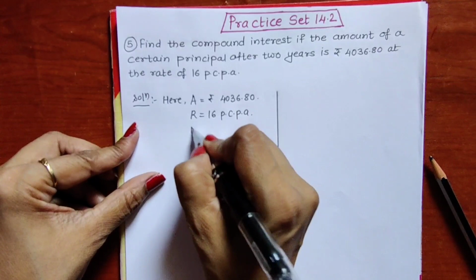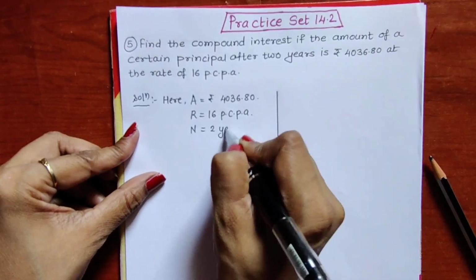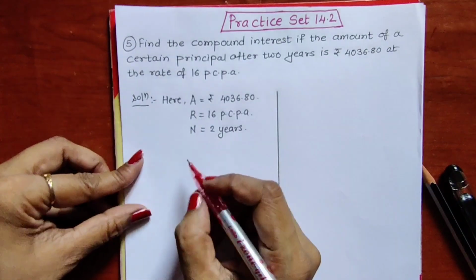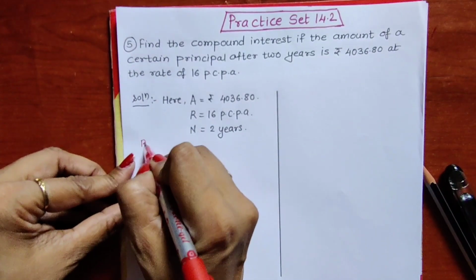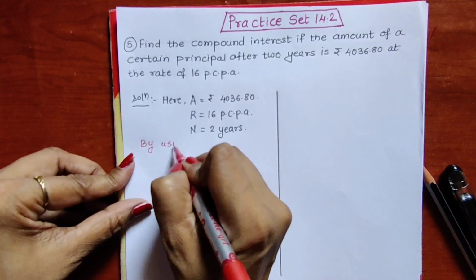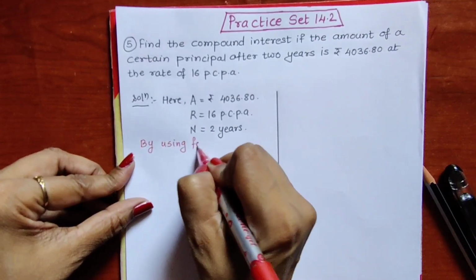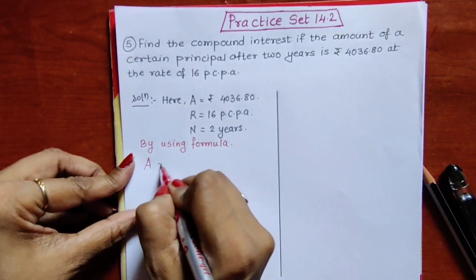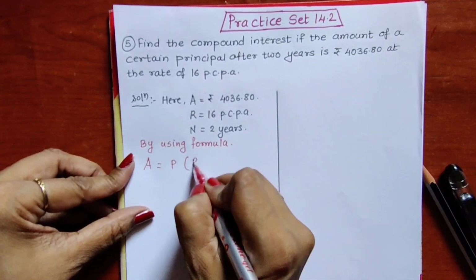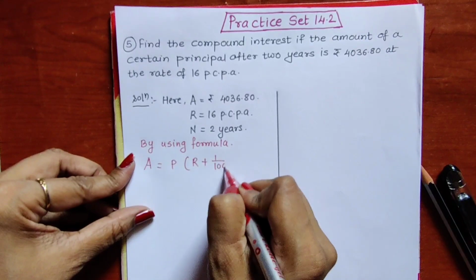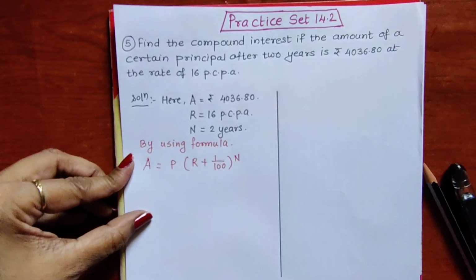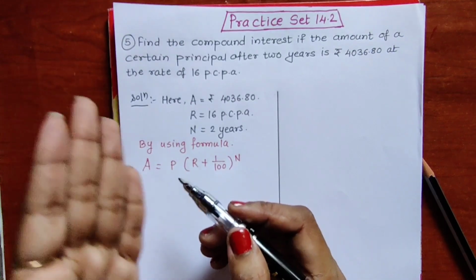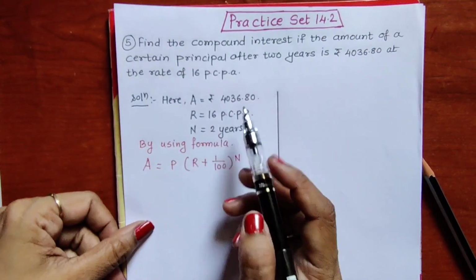After 2 years means number of years are given, 2 years. Principal is not given, so we will be finding out principal by using our formula. By using formula, A is equal to P into (1 plus R upon 100) raised to N. Now A value is known to us, so we should not keep this left hand side blank. We have to write the value of A on the left hand side.